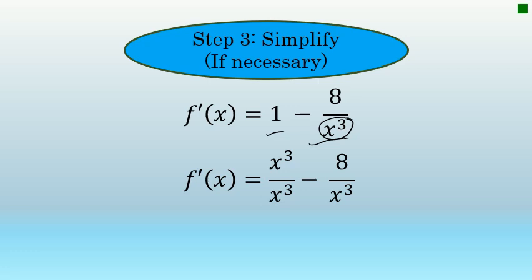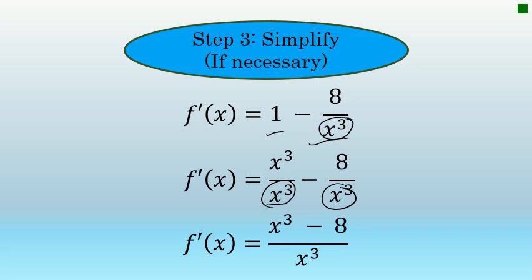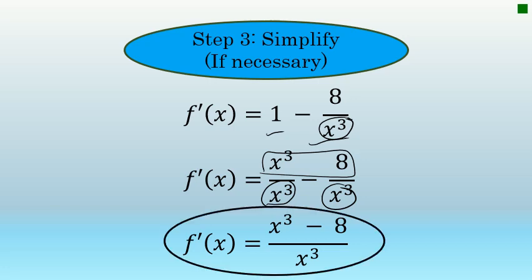Rewriting 1 with a denominator of x to the third is x to the third over x to the third. And once the denominators are identical, we can rewrite this as a single fraction having x to the third as the denominator, and the numerator becomes x to the third minus 8. The simplified version of the derivative of f of x is (x to the third minus 8) all over x to the third.